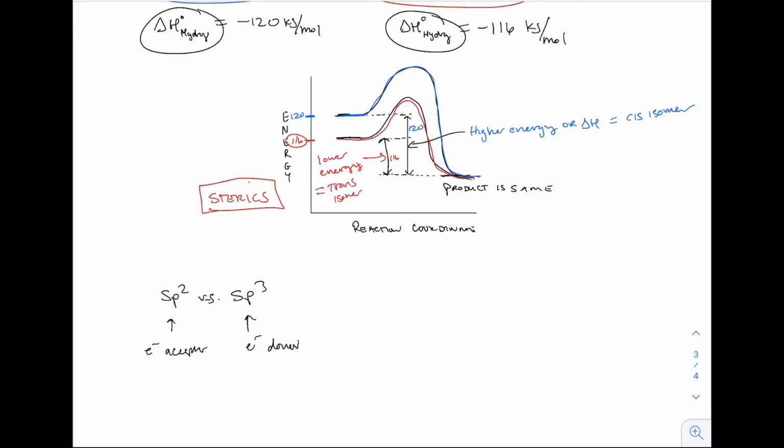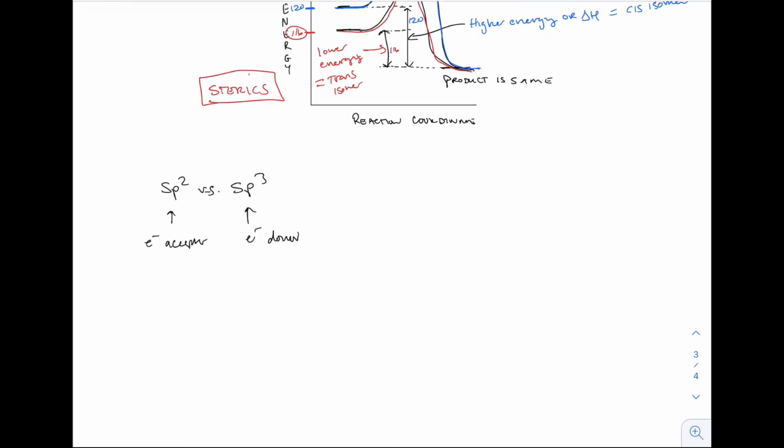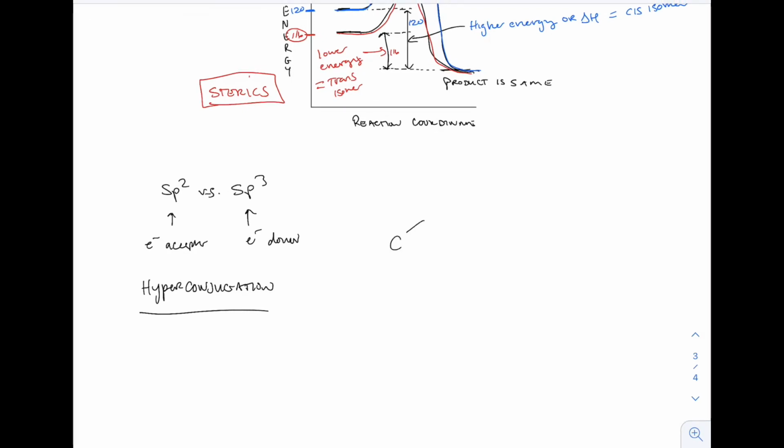Okay, what we can have, and what we kind of explained before, very briefly, is that we have an sp2 versus sp3. Okay, so the electron acceptor would be considered sp2, while sp3 is electron donor. And we can justify this by basically the more s character is closer to the nucleus, so the electrons are more stable there. So it's like, hey, throw them in here.